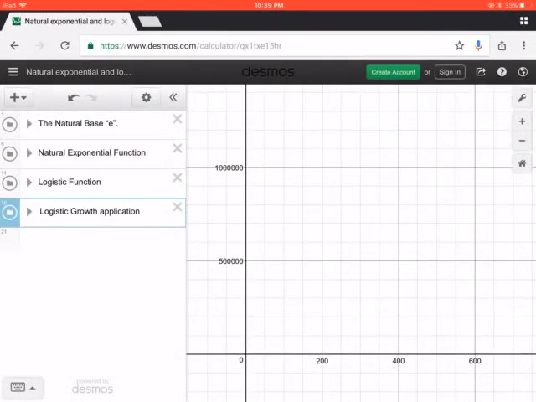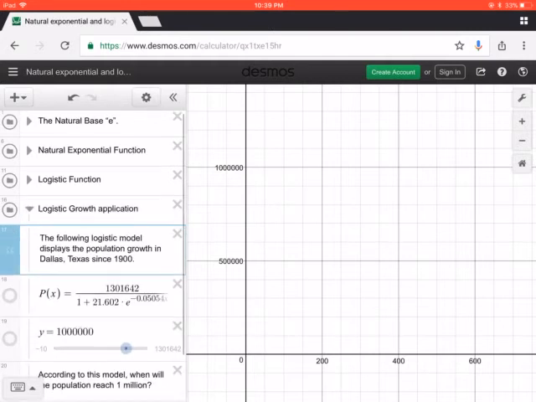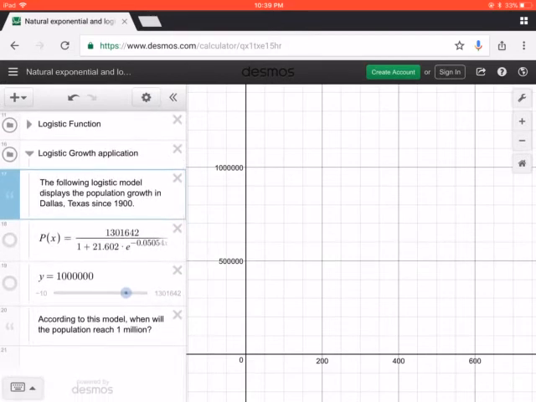Okay, so we've looked at logistic functions. What's really interesting is how these functions can be seen in application. So this situation I pulled from our textbook. It talks about the population growth in Dallas, Texas since 1900. So I'm just assuming that these values are right. Apparently, they figured out that the carrying capacity in Dallas, Texas is 1,301,642. That's the carrying capacity.